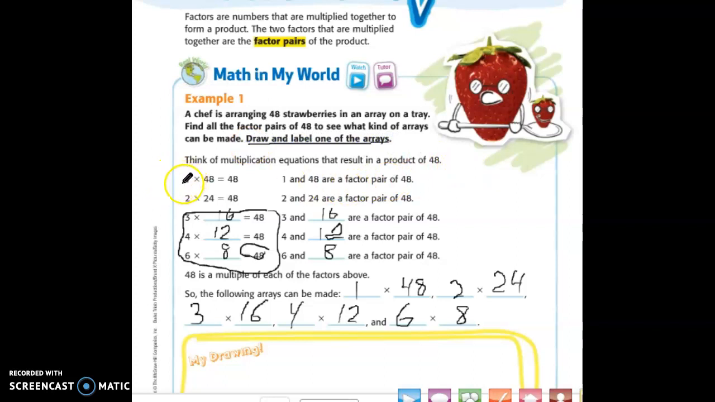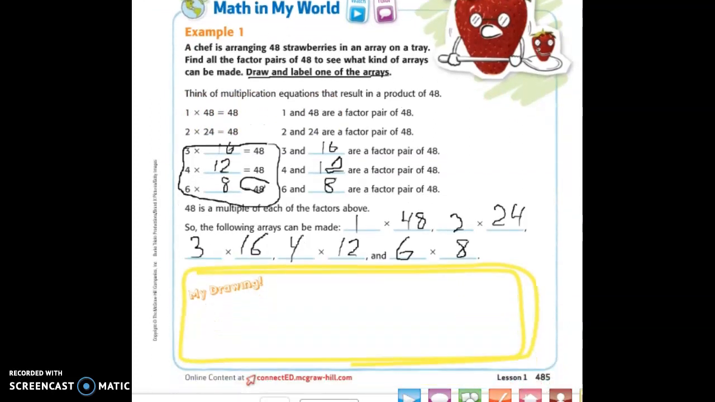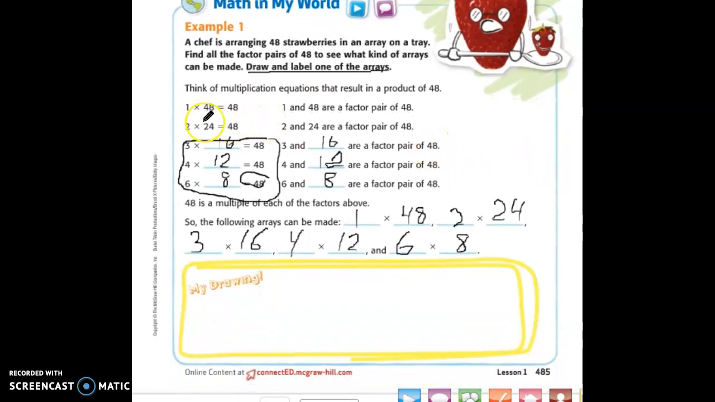So the hardest one would be one row of 48. An array is just a grid pattern, basically. And we could draw an array with 2 rows and 24, but that's going to take a while too. So I'm going to use what's probably the easiest one, the most square one, 6 times 8. So I'm going to draw an array in my drawing space to show 6 rows: 1, 2, 3, 4, 5, 6.